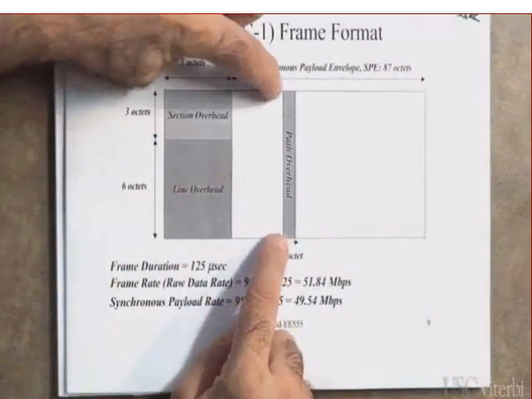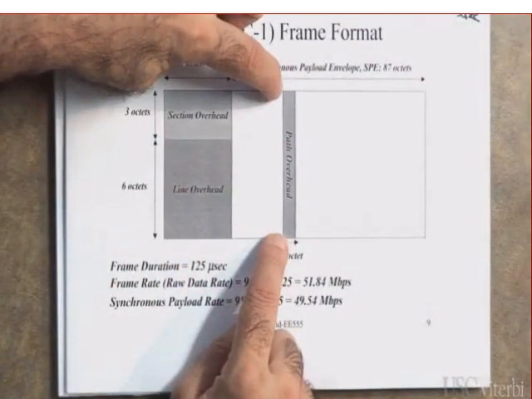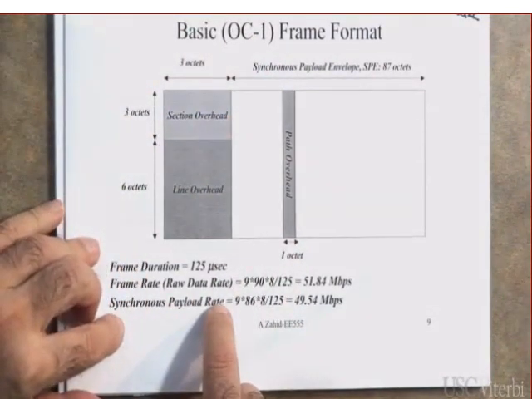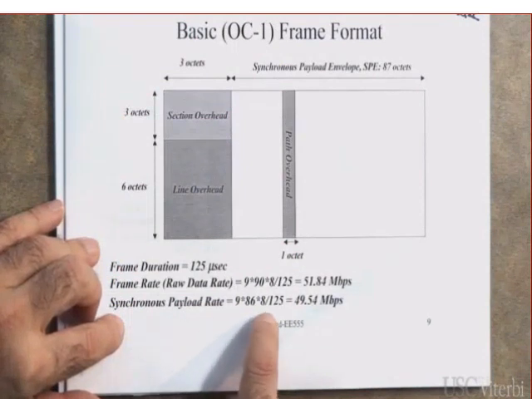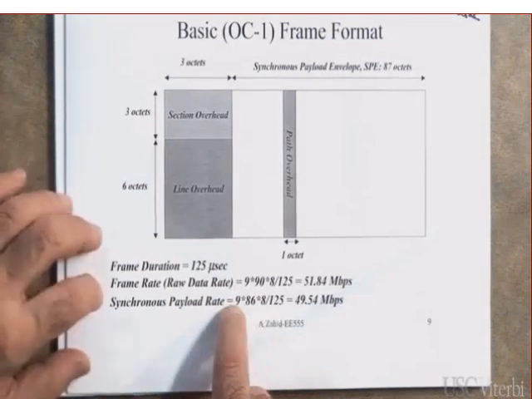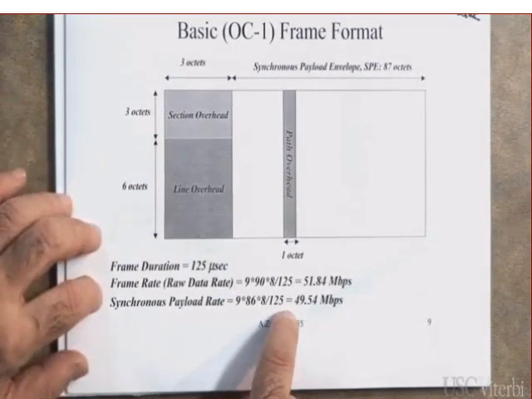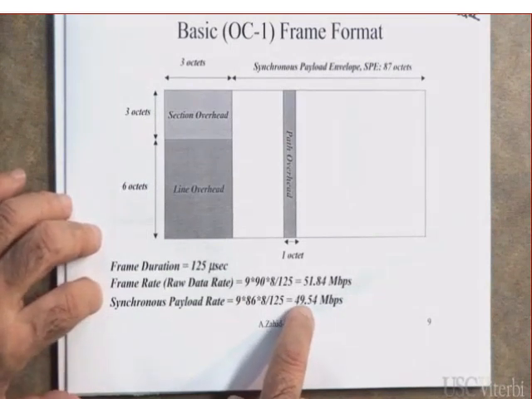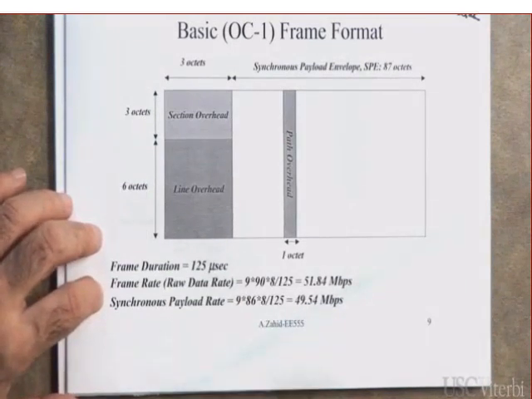That is in the payload. Clear? That's in the payload. For a total of what? So what is the real payload rate? The real payload rate is what? 9 times 86. Did you answer where the 86 came from? 9 times 86 times 8 divided by 125, which is the 49.54 megabits per second.